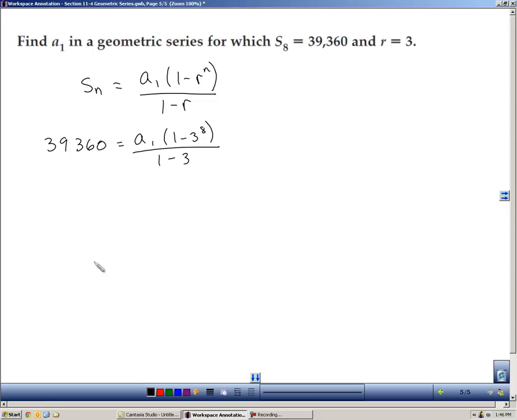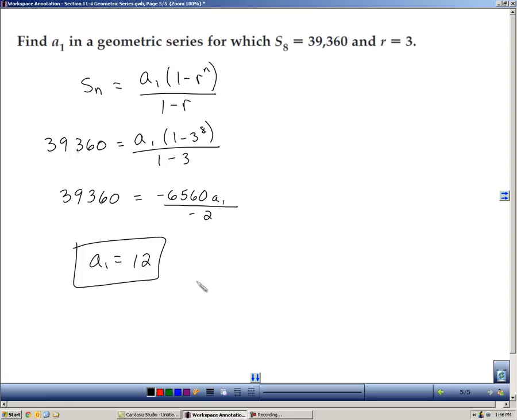And now we'll try to solve for a sub 1. So multiplying the top, negative 6560, we'll multiply both sides by negative 2 and then divide by negative 6,560. You can do all that work and you find out that a sub 1 is 12. So the first term in this geometric series is 12.